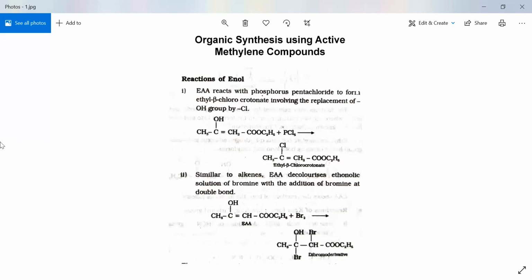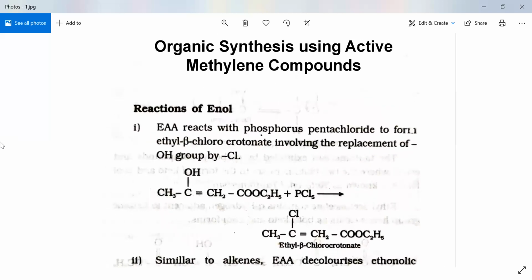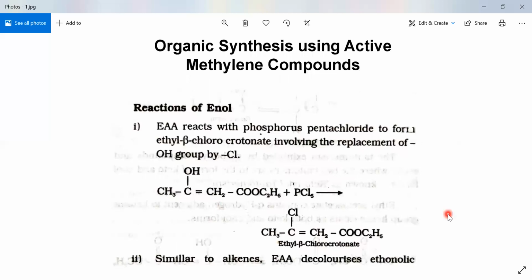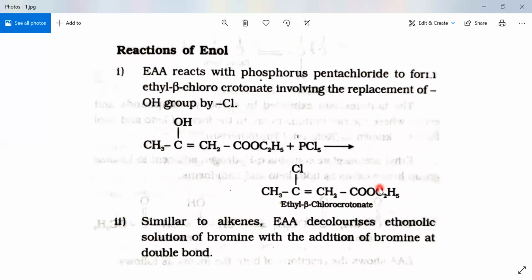So that's what I mean here, the reactions of enol, that is the OH group in the enolic ethyl acetoacetate. Here, in the reactions of the enolic group, ethyl acetoacetate reacts with phosphorus pentachloride to form ethyl beta chlorocrotonate, involving the replacement of the OH group by Cl.